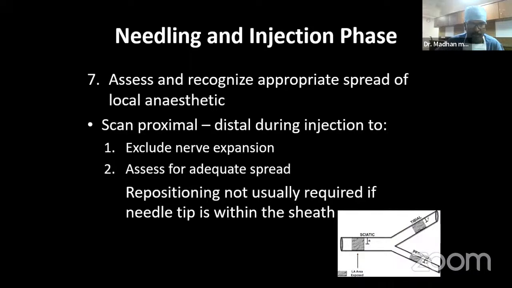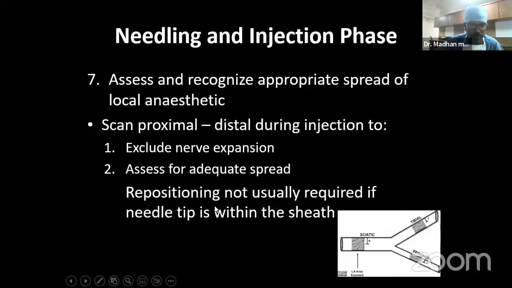And the last point is to assess and recognize appropriate spread of local anesthetic. So after giving the block, you should scan proximal to distal to exclude nerve expansion. If the nerve is expanded, that means you have breached the epineurium, or it might cause a nerve injury. So nerve expansion should not be there. The local anesthetic should spread around the two components, and assess for adequate spread both proximal and distal.